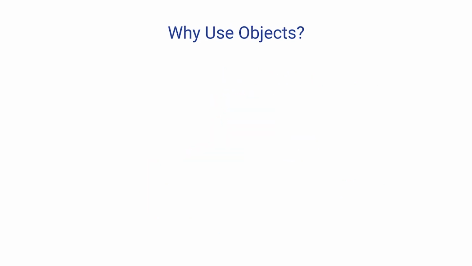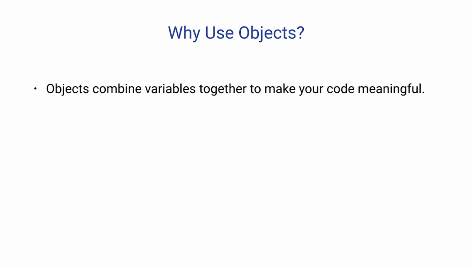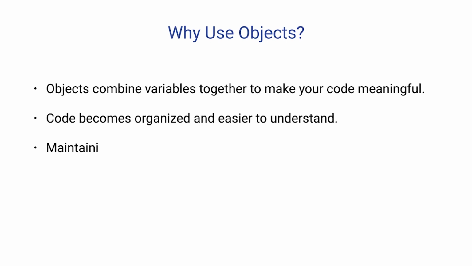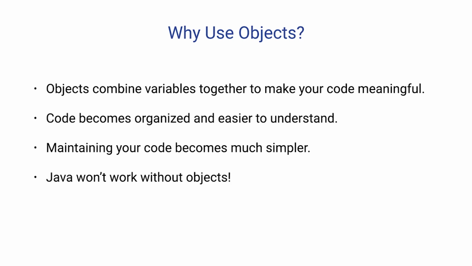Okay, so to summarize, the point of objects is to combine variables that go together and make your code much more meaningful. This helps your code become more organized, easier to understand, and maintaining your code is a lot simpler. But also, remember that Java won't even work without objects because, after all, it is an object-oriented programming language.